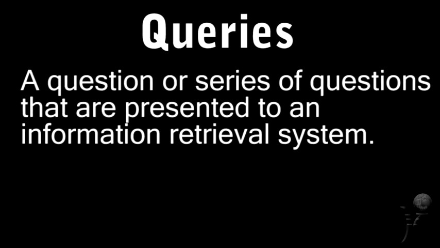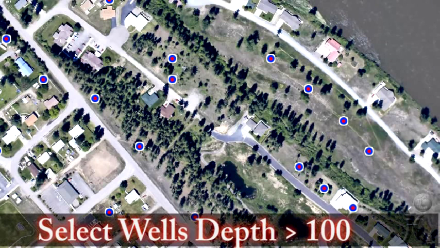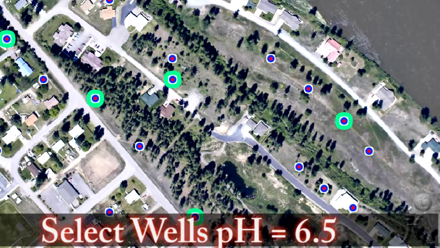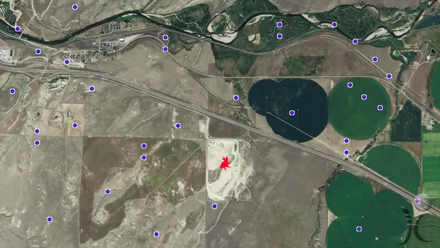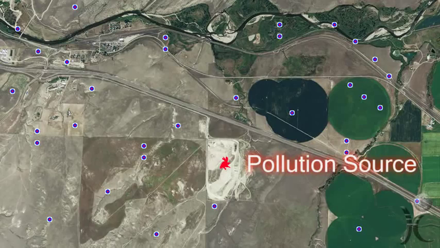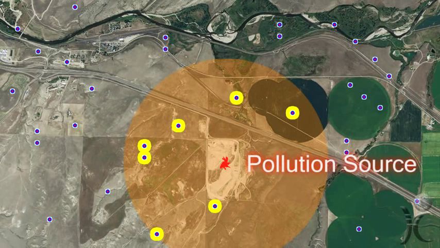Examples of a query based on selection by attributes may include find all wells that have a depth greater than 100 feet. Find all wells that have water with a pH level equal to 6.5. These examples are non-spatial selections by attribute. A spatial search or spatial selection incorporates the geometry of features. In this example, we can select all water wells that are within 1 mile of a known pollution source. What is the significance of a 1 mile search radius? I certainly can't answer that. I do know 1 mile is 5,280 feet, but how about 5,234 feet?